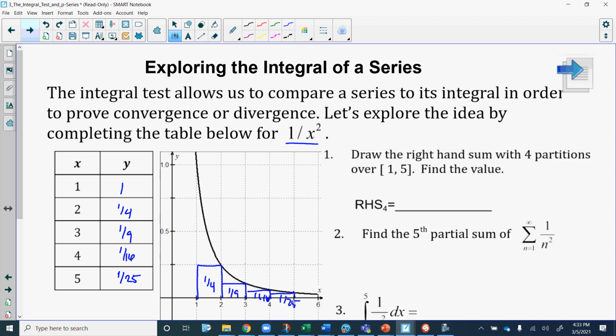So the sum of those rectangles, 1/4 plus 1/9 plus 1/16 plus 1/25, and here I'm just doing it on my calculator, is approximately 1.434 square units.